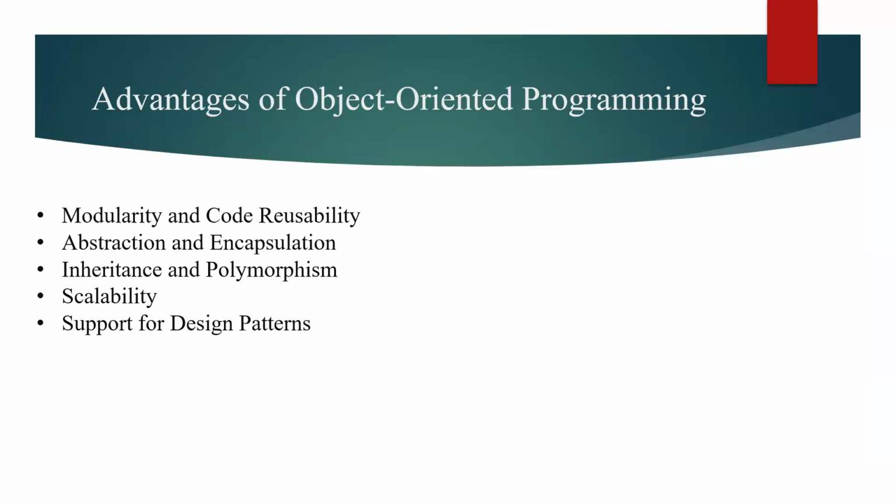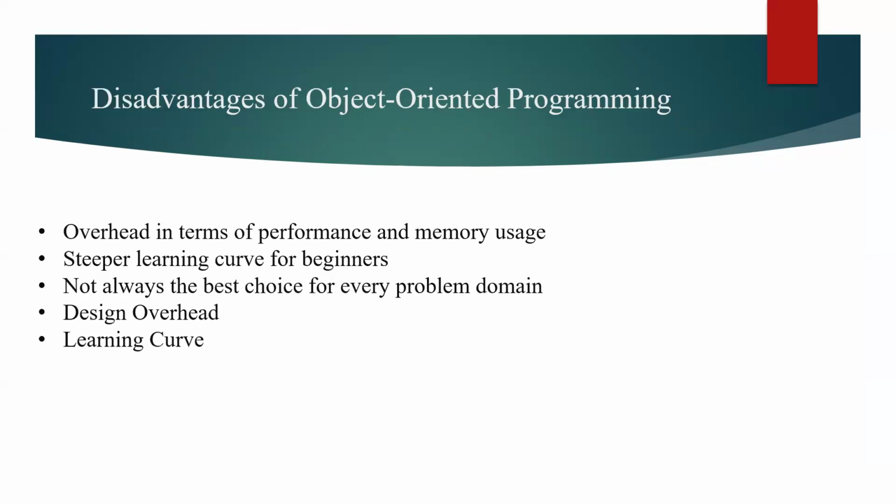Advantages of object-oriented programming are modularity and code reusability. Abstraction, encapsulation, inheritance, polymorphism, and scalability all come under object-oriented programming, along with support for design patterns. Disadvantages of object-oriented programming are overhead in terms of performance and memory usage, a steeper learning curve for beginners, and it is not the best choice for every problem domain.